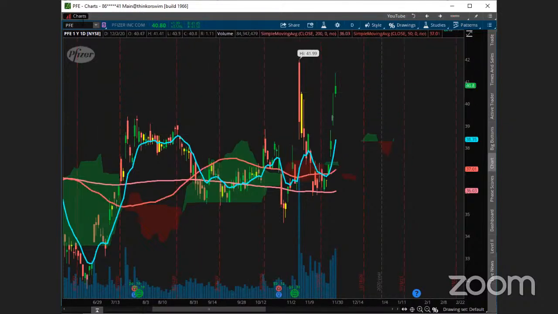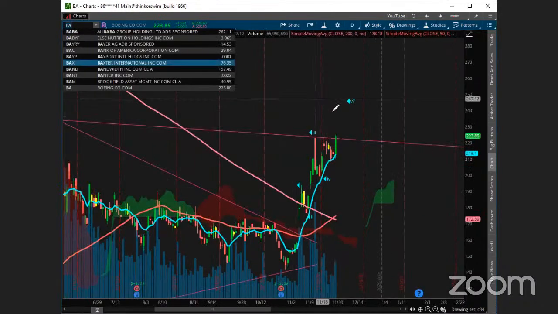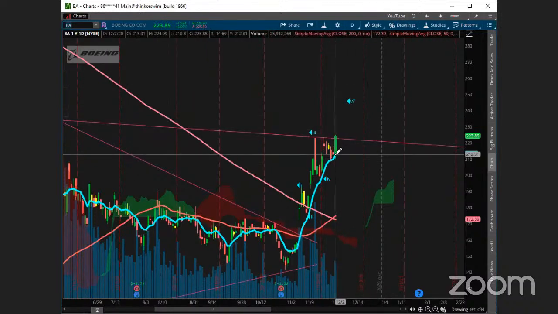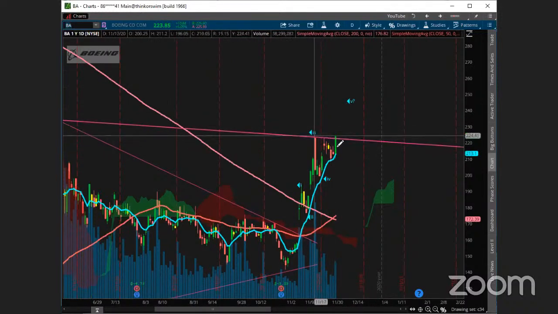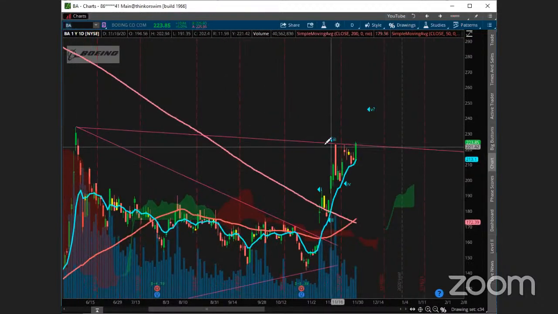Yeah, so Boeing again looks like it's still working on the impulsive move up. We talked about yesterday that it's got to hold right here at the 80 EMA, and it did, right? And it pushed above this geometric level right here, right? And with some good volume today. So let's see if we get some follow through to the upside tomorrow. So good stuff there.